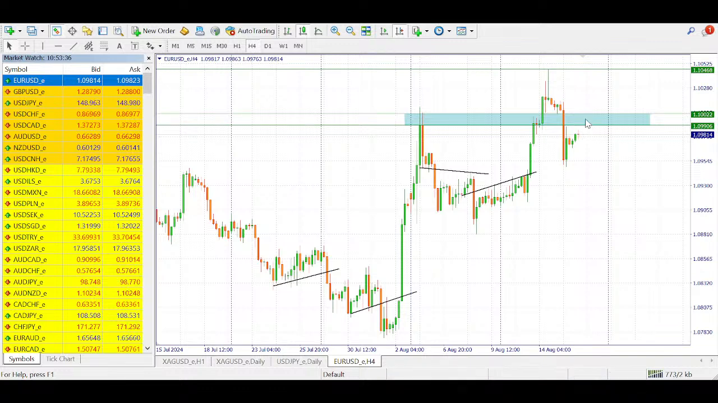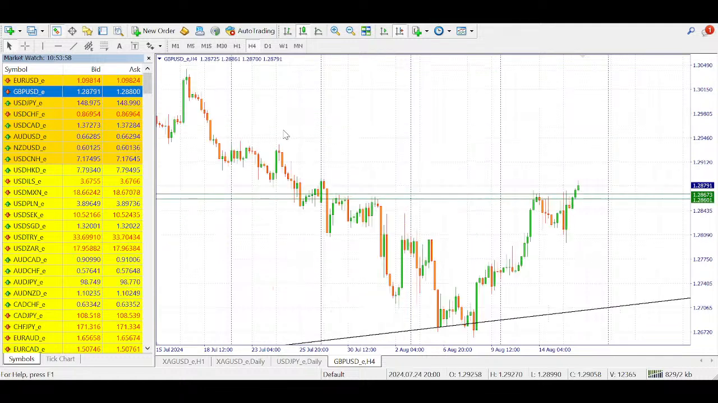If this happens, that is, if the price fails to break above this line, we may be looking for a sell position from here. But if the price ascends and closes above 1.10022, which is this line, then we will expect a move even higher towards 1.10468.